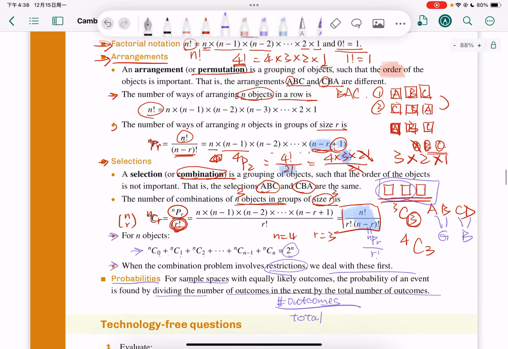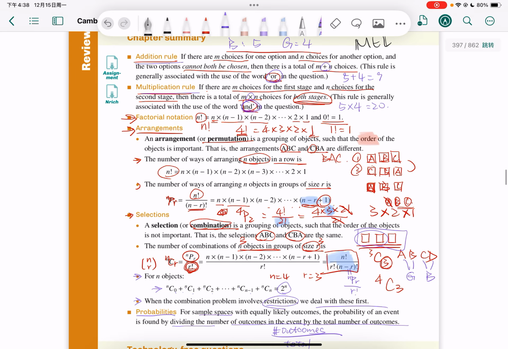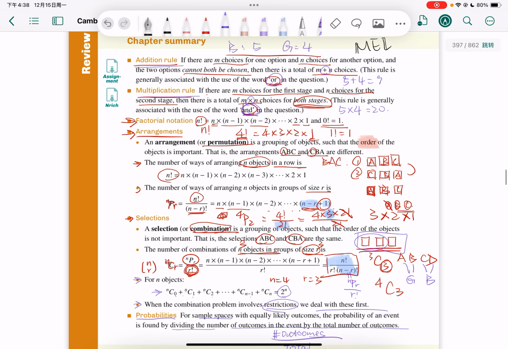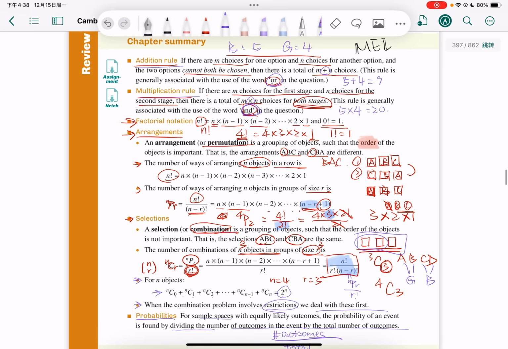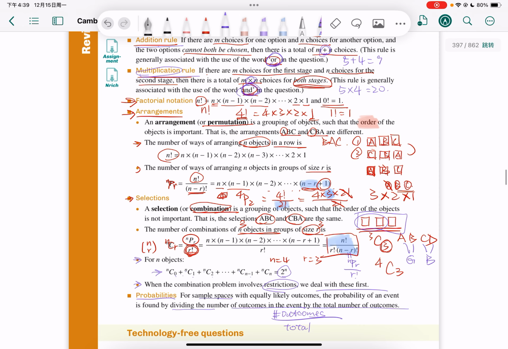That's it for today. We talked about the addition rule, which refers to or, plus. Multiplication is times, and. And the arrangement, where we care about order, and the selection, where we do not care about order. We care about the groups, the combinations.